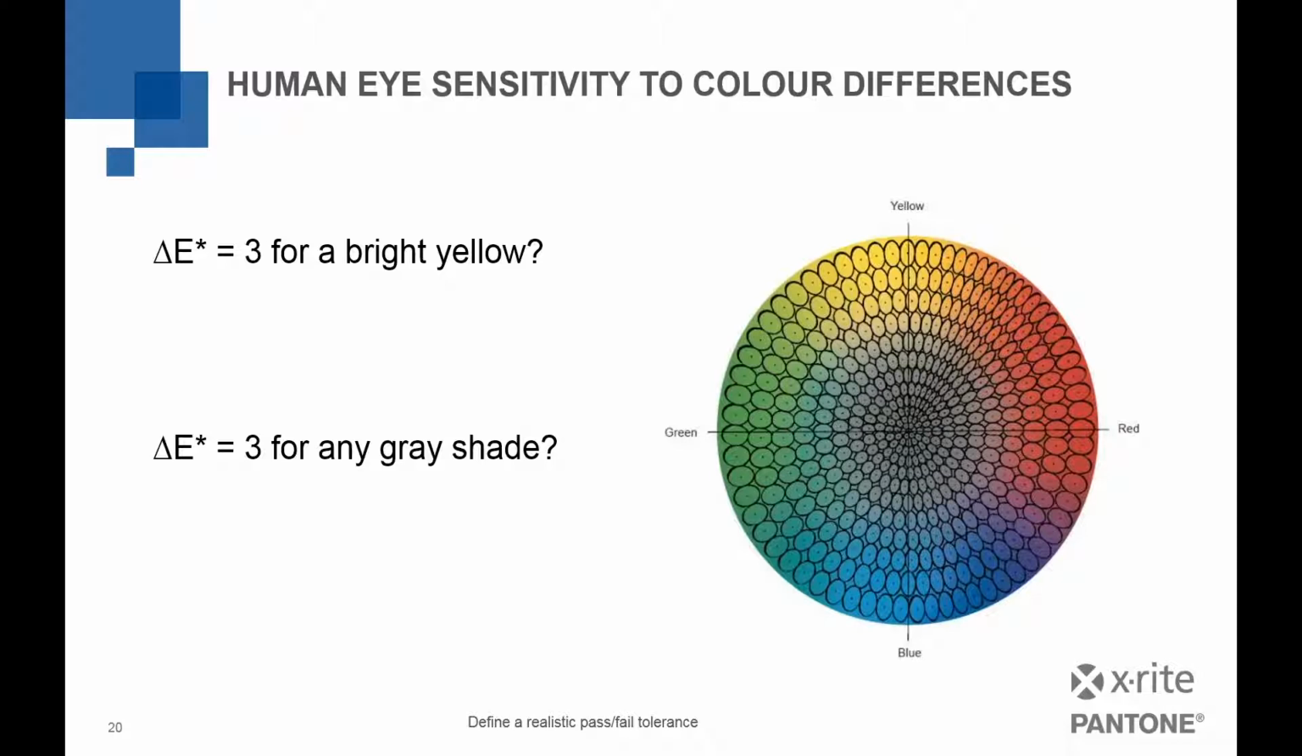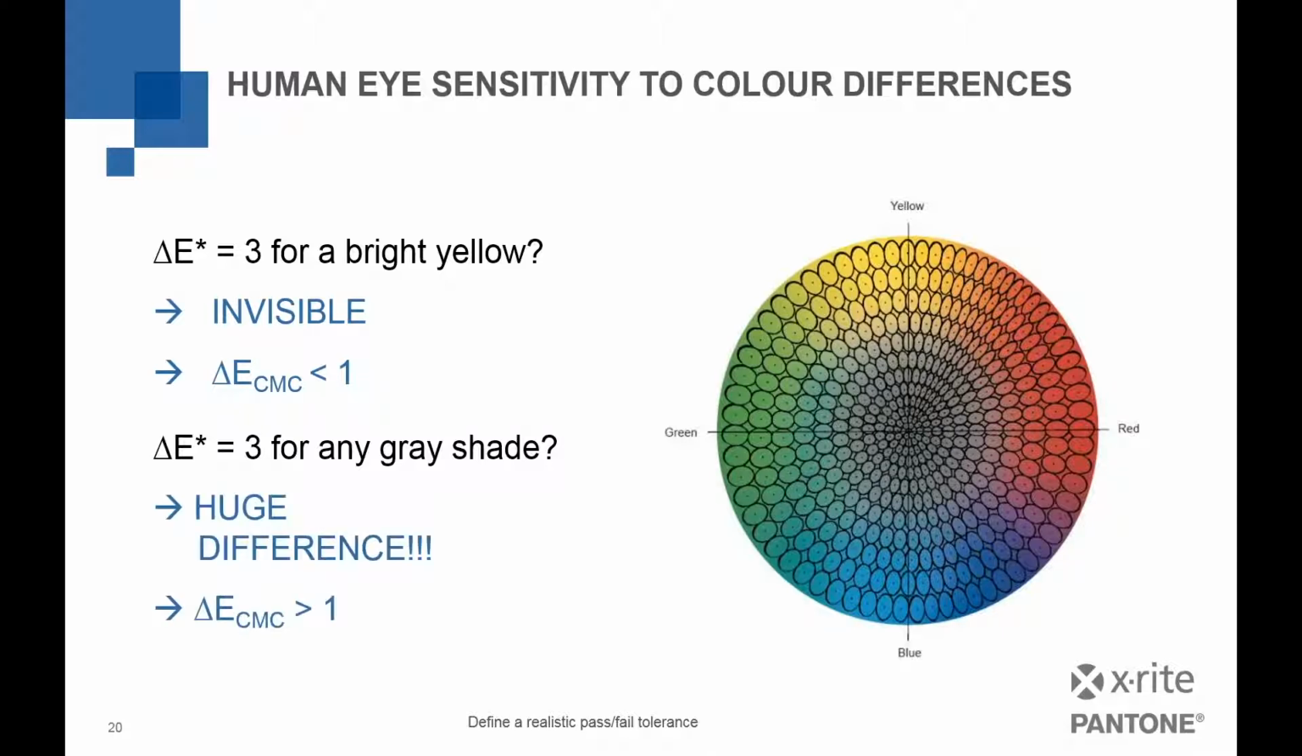But on the other side, if we look in a gray, so we have a delta E here of 3 in a bright yellow, it's invisible, as I say, and that would, in the CMC equation, equate to a delta E that was probably less than 1 based on the mathematics there. If we look at a gray for that delta E of 3, huge difference, and the CMC equation would give us a much higher value.